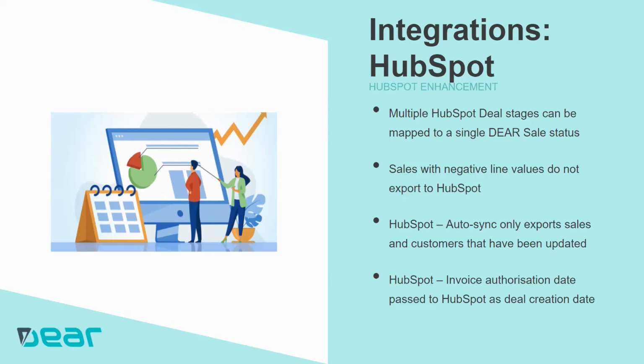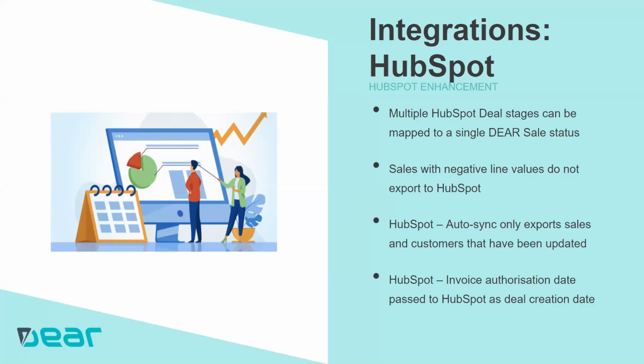Another one is HubSpot AutoSync exporting only sales and customers that have been updated. Previously, with AutoSync between DIA and HubSpot, all sales and customers were exported. With this release, only sales and customers that have been changed since the previous sync will be exported to HubSpot. So you're not constantly going through it, trying to sync everything over each time. After the initial sync, it's only going to sync over what's been changed.